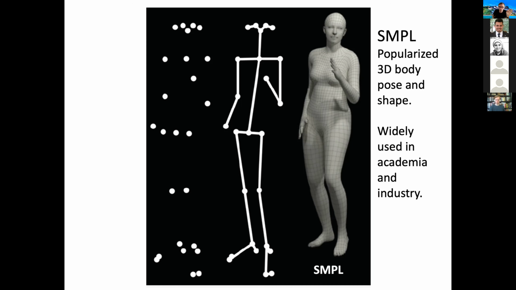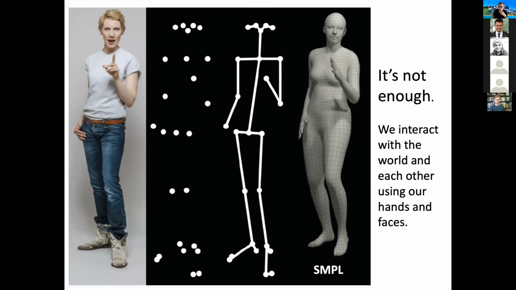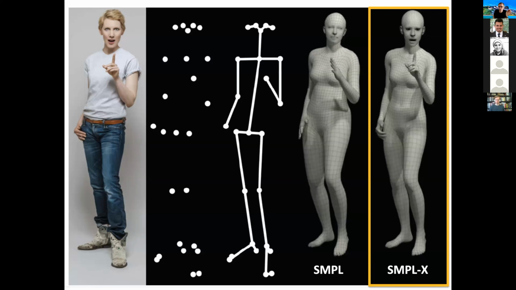So SMPL's been pretty popular. It's widely used in academia and industry, but it's not enough. We interact with the world and each other through our hands and our faces. So then we built a model SMPL-H for hands, and then SMPL-X for hands and face. X stands for expressive.